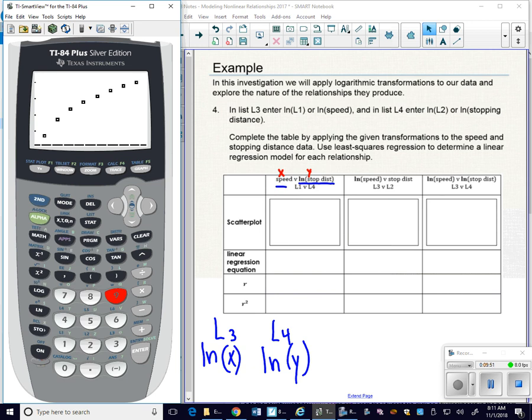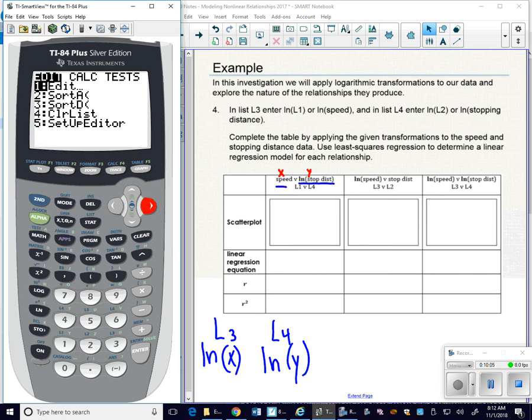Then we're asked to construct a linear regression equation. So this time when I do my linear regression equation, I want to do it on the transformed data. So I'm going to go to my Stat menu. I'm going to choose Calc. I'm still going to choose linear regression, option 4, but I want to pull my x's from list 1, and I'm going to use the transformed values for the stopping distance. And so that is actually in list 4. So I'm going to do second list 4.